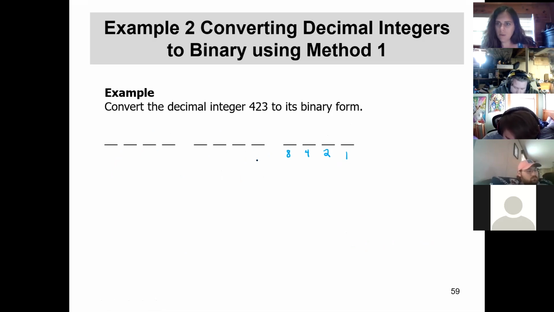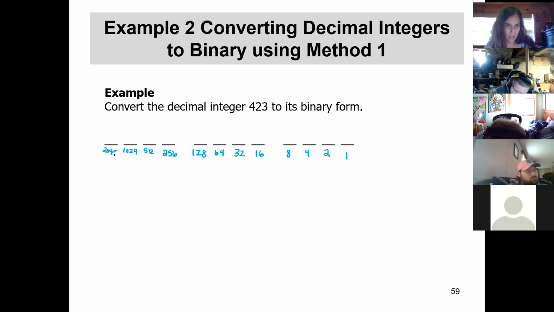I'm going to start saying 2 to the whatever power and just start doubling. So it'll be 16, 32, 64, 128, 256, 512. Double this, be 1,024, and then last we'll have 2,048. Okay.